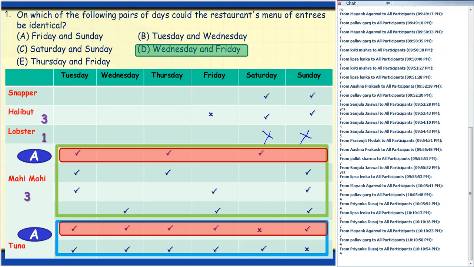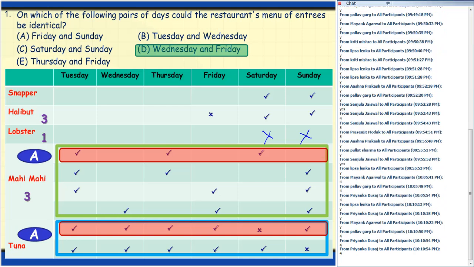Friday, Sunday नहीं हो सकता है. You can see it here. Tuesday and Wednesday not possible. Thursday, Friday is also not possible. So answer यही आएगा. That's right, Wednesday and Friday. Can I move to the next question if it is clear to all of you? Please tell me yes or no.